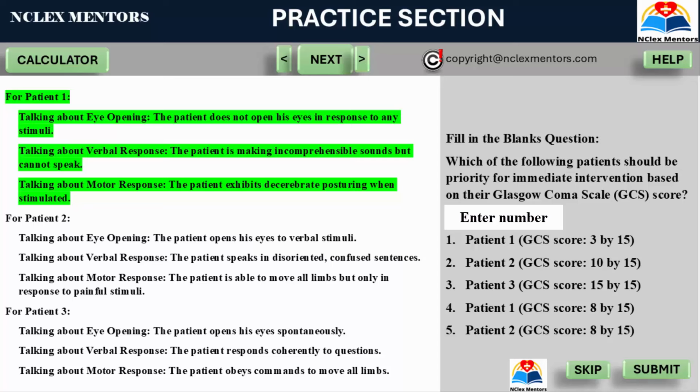Take a deep breath and let's do a quick recap. Patient 1, GCS 3 by 15, is the priority for immediate intervention. Patient 2, GCS 10 by 15, needs urgent monitoring but not immediate intervention. Patient 3, GCS 15 by 15, is stable, so they're the lowest priority. Great job! This is a tough one, but with practice, you're getting better and better at this. Keep it up.